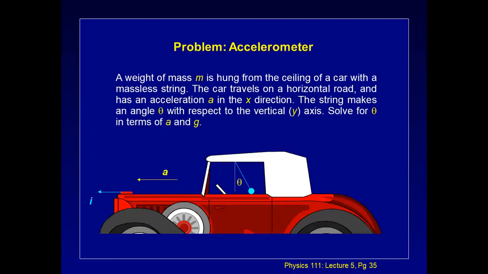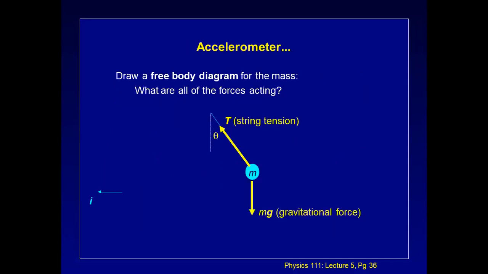Okay? Another problem is this accelerometer. A weight of mass m is hung from the ceiling of a car with a massless string. The car travels on a horizontal road and has an acceleration a in the x direction. The string makes an angle theta with respect to the vertical y-axis. Solve for theta in terms of acceleration and gravity. Okay?